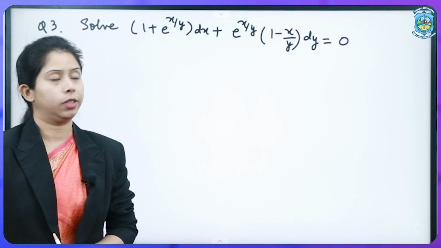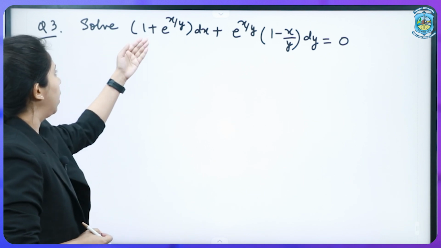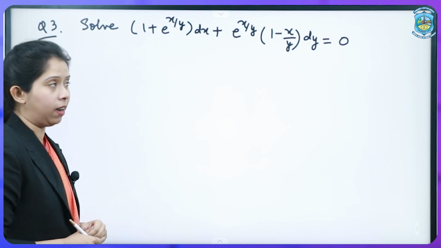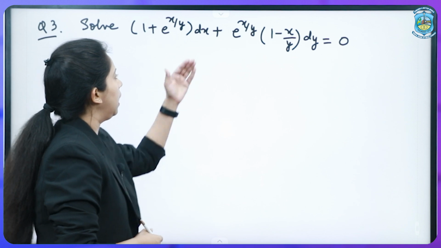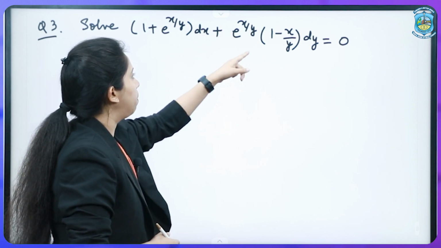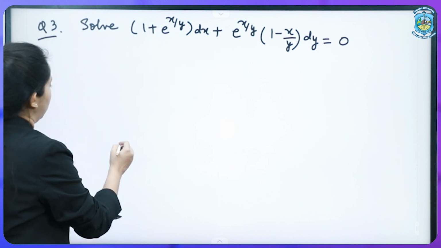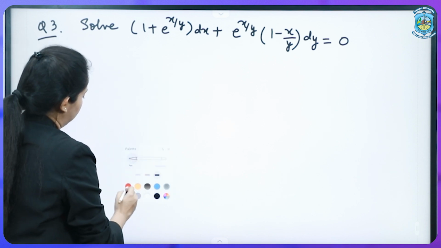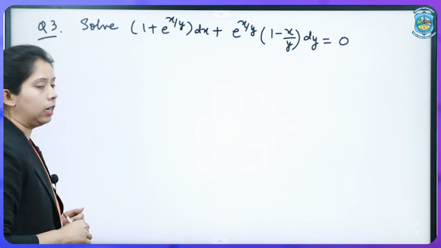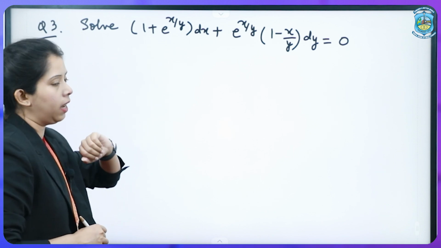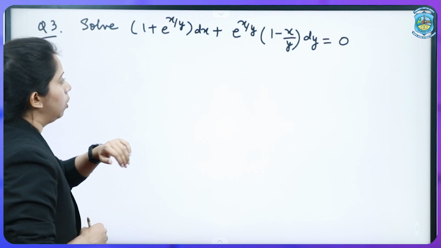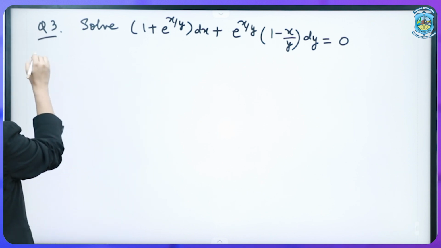Now, the last question is solve (1 + e^(x/y)) dx + e^(x/y)(1 - x/y) dy = 0. Here the differential equation is of first order and we cannot separate the variables easily for integration. So, we will have to use the following method.